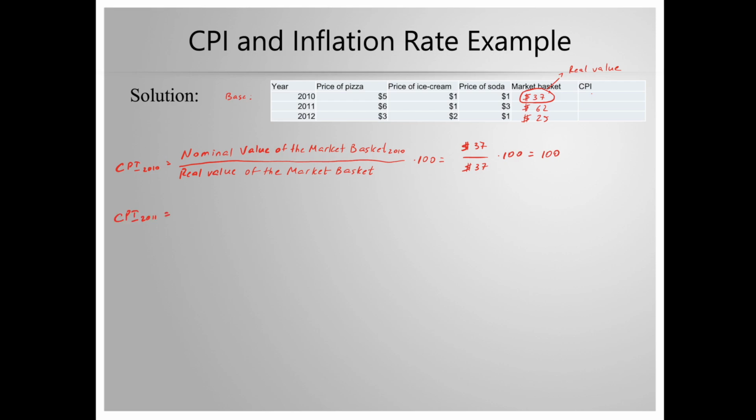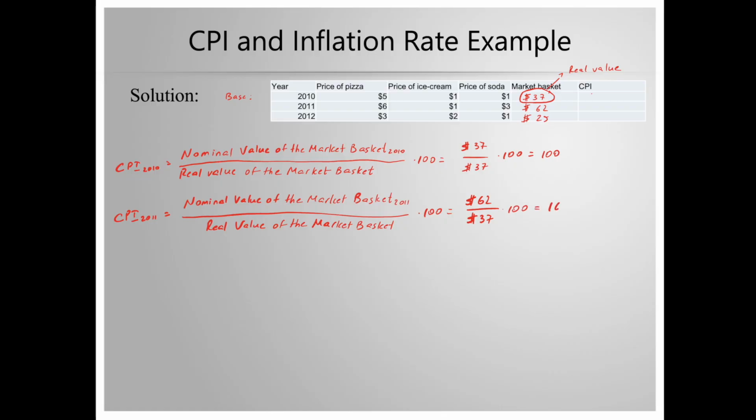CPI in 2011 will be equal to the nominal value of the market basket in 2011 over the real value of the market basket, multiplied by 100. The nominal value of the market basket in 2011 is $62. The real value is always the same, which is $37. So CPI in 2011 is equal to 167.57.